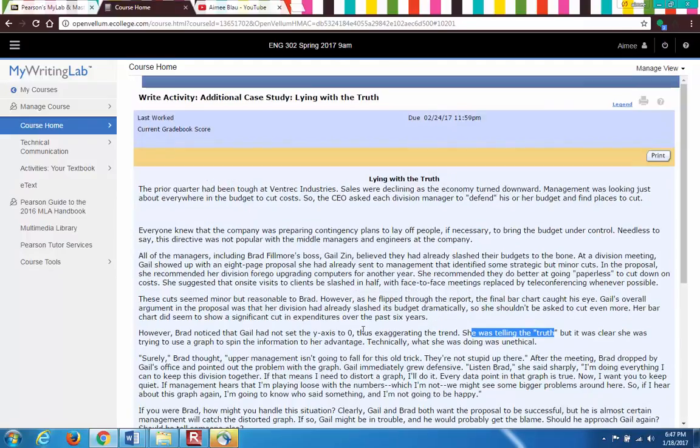So those are some real life situations for you to think through. There's no right or wrong answer necessarily. It just is trying to start a discussion in your mind about how you're going to react in difficult situations in the workplace.